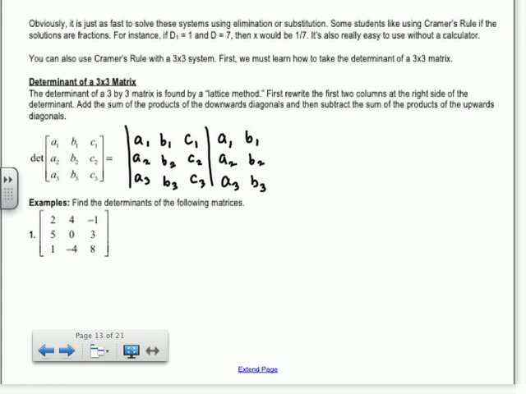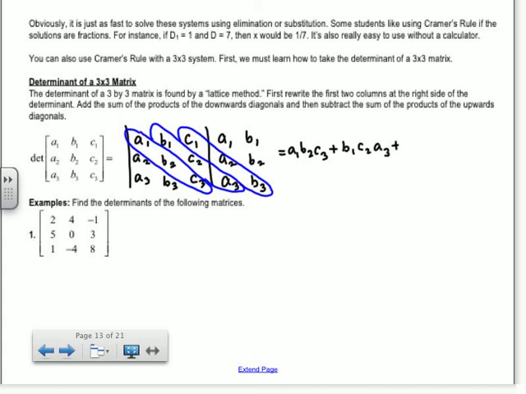Okay. Then we do the product of the downwards diagonals. And there are going to be 3 downwards diagonals. Do you guys see where they are? Like that. So what you're finding here is, and it's very weird when it's written out with letters, so don't freak out, it's going to be A1, B2, C3. You're going to add on B1, C2, A3, and add on C1, A2, B3. So that's the sum of the downwards.